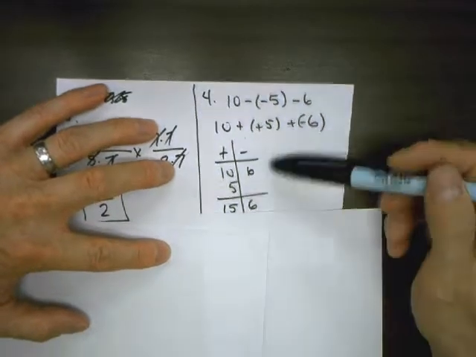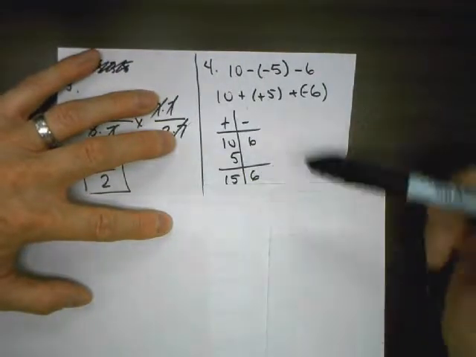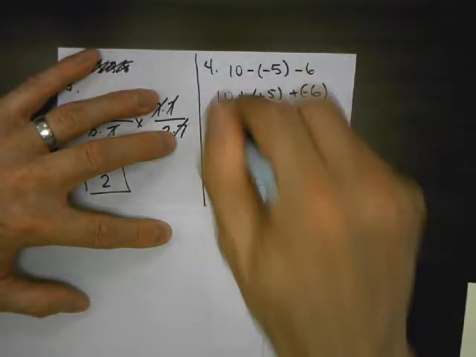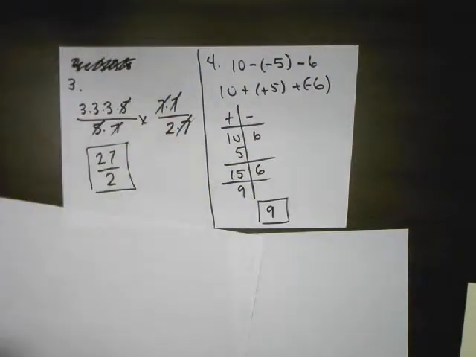I have 15 on the positive team, 6 on the negative team. Opposite teams in the end means subtract, and I ask myself who has more. Positives have more, so positive 9 is the answer.